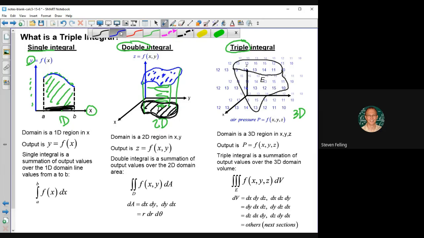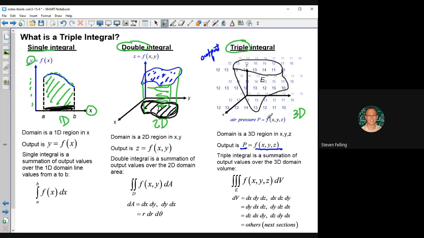So for example, let's say that the output of this function, so we have something like, say, pressure, which is a function of x, y, and z. And maybe that's air pressure over x, y, z, which is three-dimensional space. So that these little numbers that I have written here are basically the output values for different x, y, z coordinates. So the entire three-dimensional space is the domain, and the output is some fourth variable that depends on all these other three input variables.